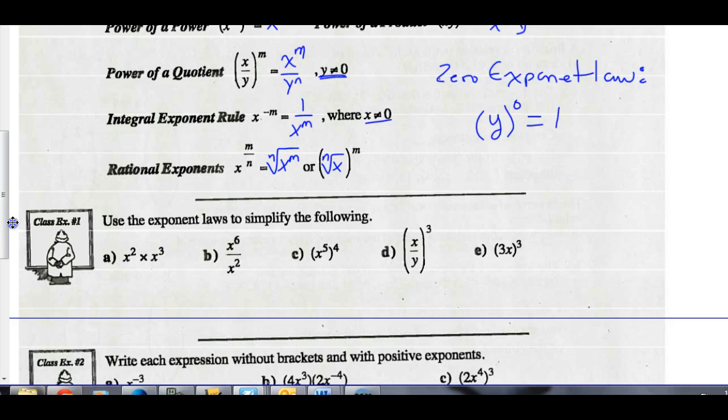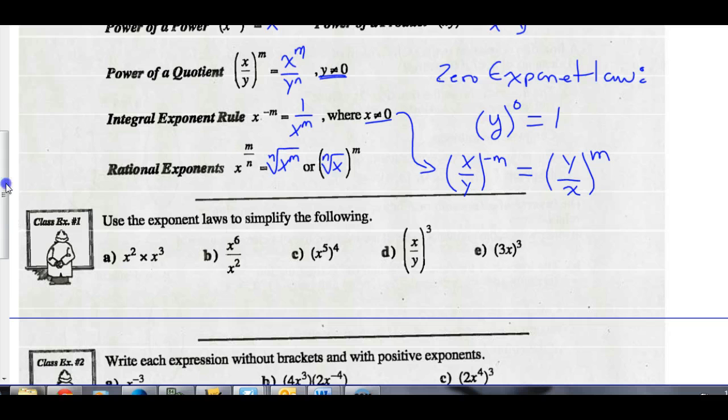And let's also talk about, in advance of the integral exponent rule, let's say I've got a fractional base, something like x over y to the exponent negative m. When you've got a fractional base to a negative exponent, you take the reciprocal of the base and make that exponent positive. All right?